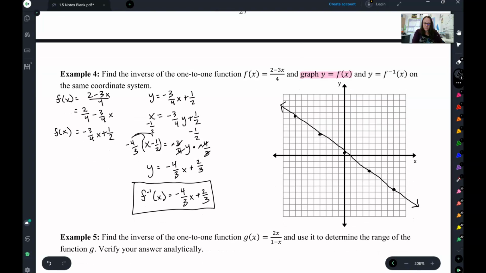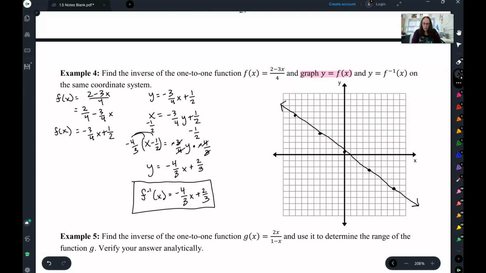Let's graph this one as well. So y-intercept is 2/3. And then I'm going to go down 4 over 3. 2, 3, 4, 1, 2, 3. 1, 2, 3, 4, 1, 2, 3. And then I can go the other direction.